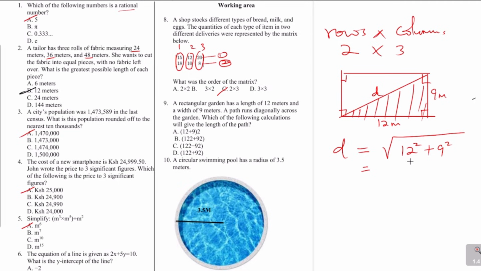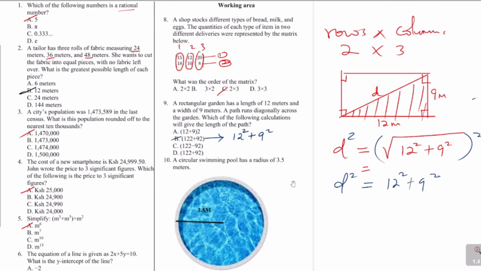So you can square both sides. You square that, the square root will disappear. So the diagonal, the path, will be given by 12 squared plus 9 squared, since the square root sign is eliminated when you square. I believe this was the solution. It's only that it was written in the wrong way. It's supposed to be 12 squared plus 9 squared.